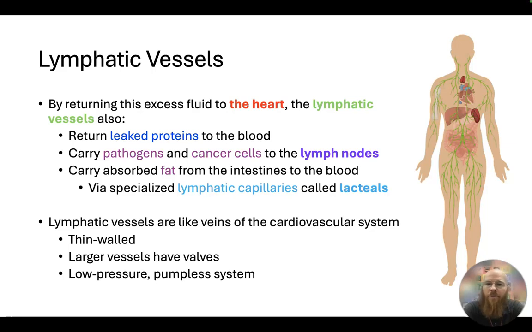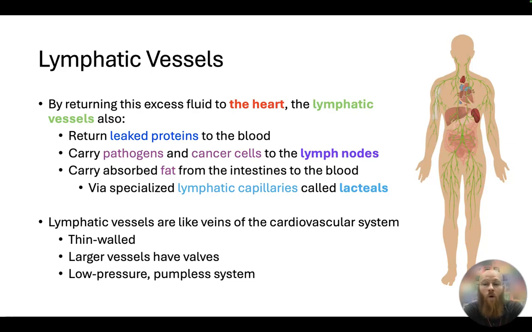All right, so by returning this excess fluid to the heart, the lymphatic vessels play a role in returning leaked proteins to the blood so we can recirculate and hopefully get some use out of those. They carry pathogens and cancer cells to the lymph nodes, hopefully to filter those cancer cells and filter out those pathogens so that they are no longer circulating in the body. They can carry absorbed fat from the intestines to the blood, so they have a little bit of a digestive role there.